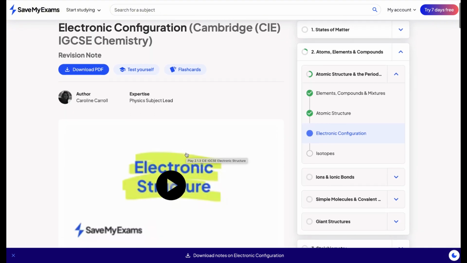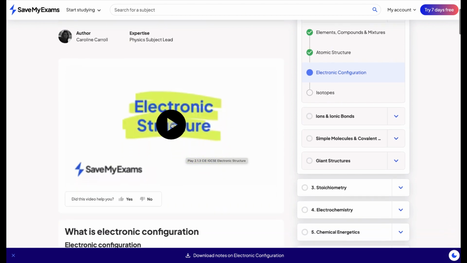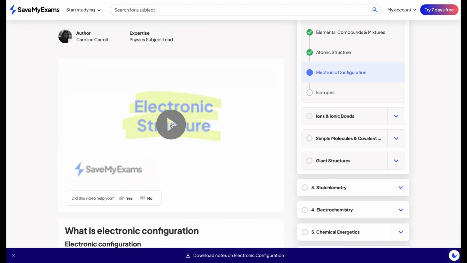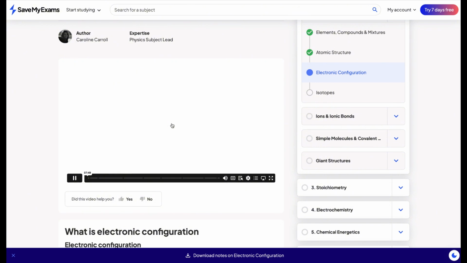Now for this next part, we're going to look at the electronic structure, what we call the electronic configuration. Let's take a look at the electronic structure. So let's hear from this. In this video, we're going to be looking at the electronic structure of atoms.